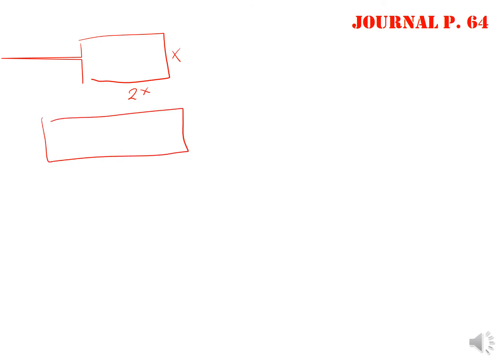Okay, so on page 64 in your journal, they give you a rectangle, and they say that the length is 2x and the width is x. And then they want you to complete a t-chart and compare, and we're not going to do all the details of the work, but they want you to compare the x, which is what x would be, 1, 2, 3, 4, and then they want you to compare the perimeter. And they want to know, is this a linear function?